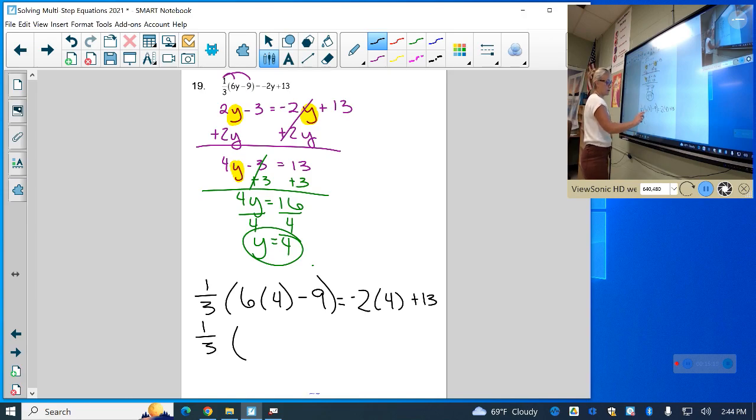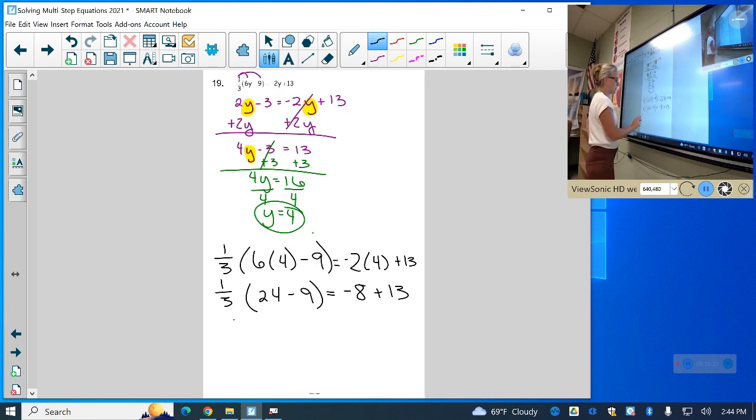So 1/3, that is 24 minus 9, order of operations now, because we don't have any variables to solve for. So I don't have to use SADMAP, I'm using PEMDAS. Do multiplication first. 24 minus 9 is 15. -8 plus 13 is 5. Now, 1/3 times 15, multiplying by a third is the same thing as dividing by 3. 15 divided by 3 is 5, which works. y equals 4.